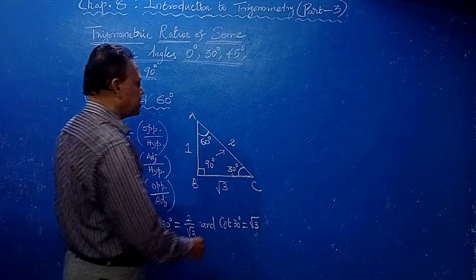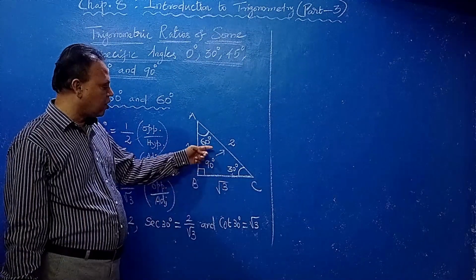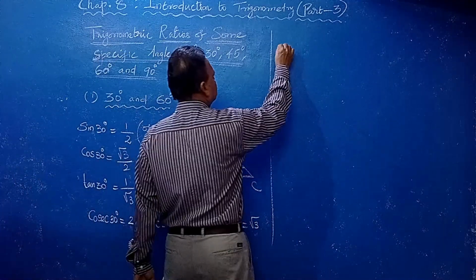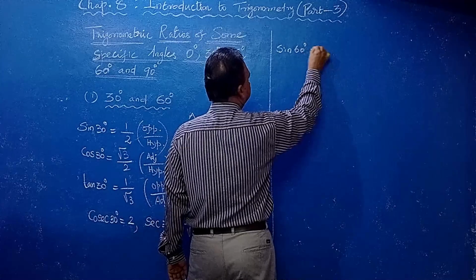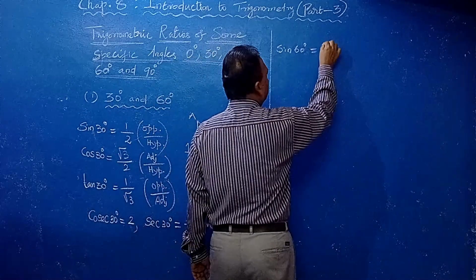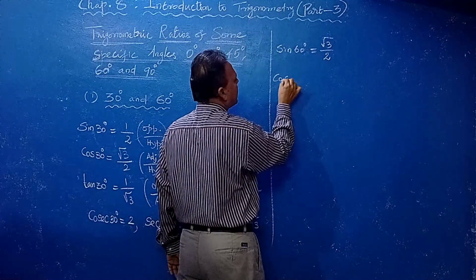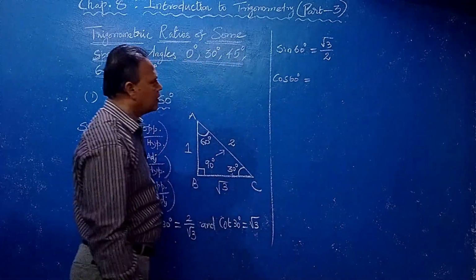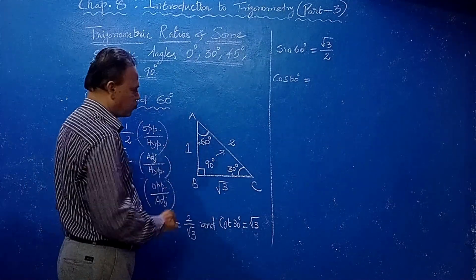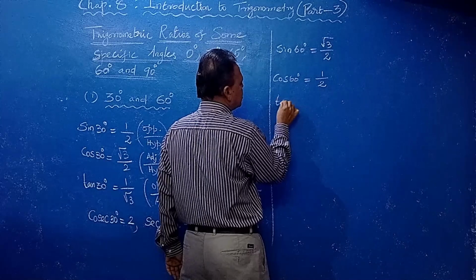Next we will see 60 degree. Same diagram, but you have to take the opposite side of the 60 degree. So sin 60 first: opposite side of 60 degree is root 3, so root 3 by 2, opposite by height. Cos 60: adjacent side of 60 degree is 1, so 1 by 2.